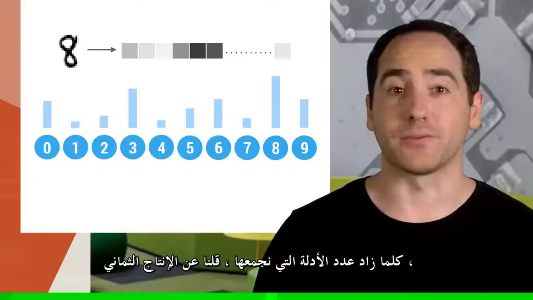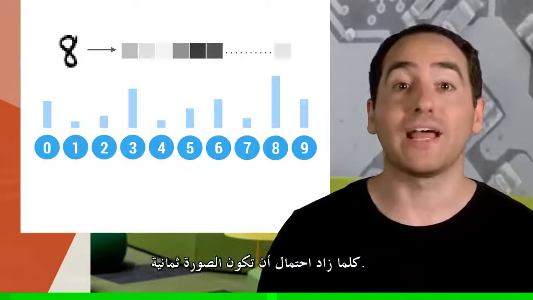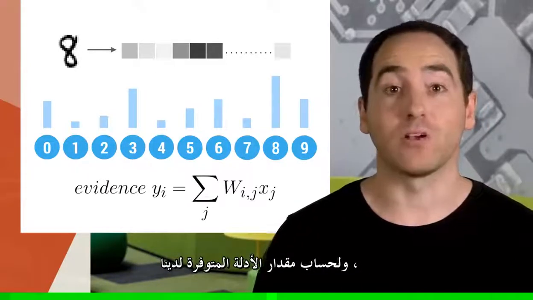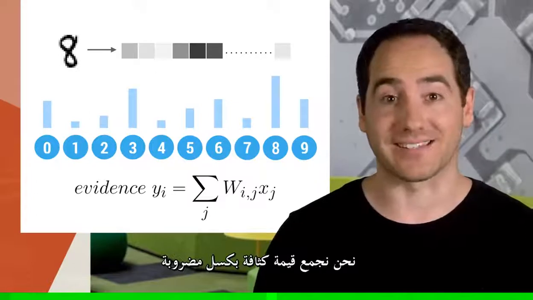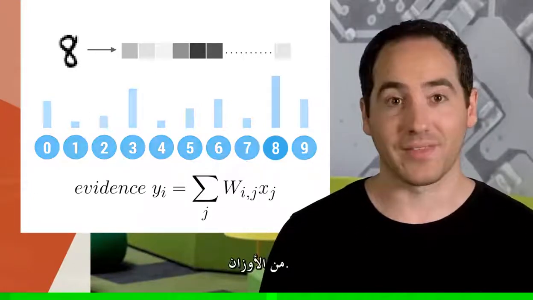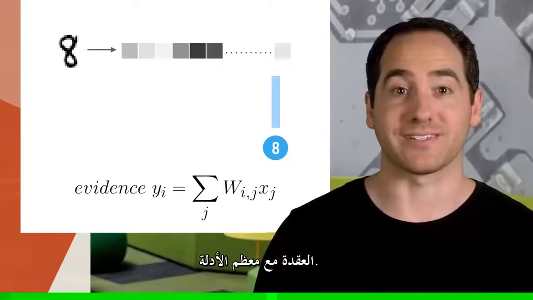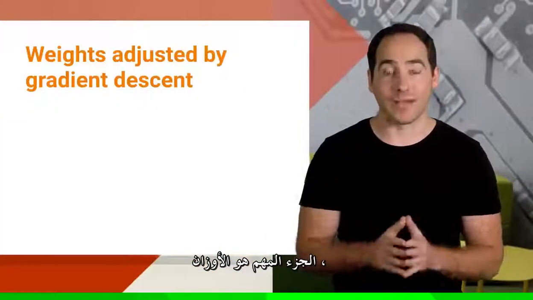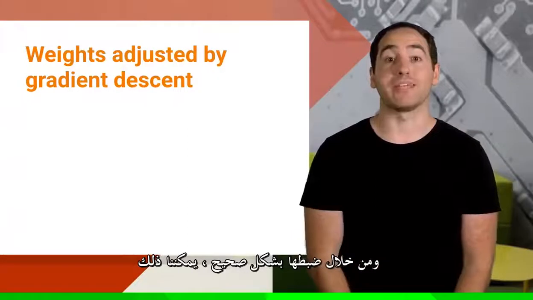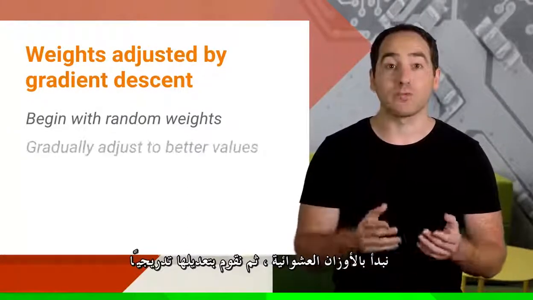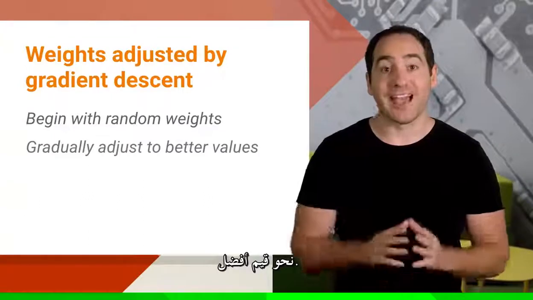The more evidence we gather, say on the 8 output, the more likely it is the image is an 8. And to calculate how much evidence we have, we sum the value of the pixel intensities multiplied by the weights. Then we can predict that the image belongs to the output node with the most evidence. The important part is the weights, and by setting them properly, we can get accurate classifications. We begin with random weights, then gradually adjust them towards better values, and this happens inside the fit method.